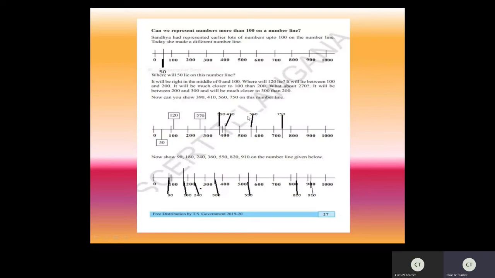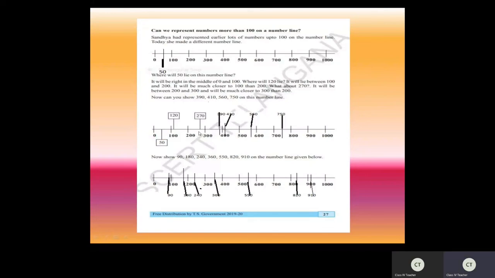Where will 120 lie? You can see that 120 lies in between 100 and 200. Rounding off to the nearest hundreds, 120 lies in between 100 and 200, so the nearest will be 100. Why? Because 100, then 110, then 120 is only the second one. So that is why it is very near to 100. Then next, what is the next one you have to represent?